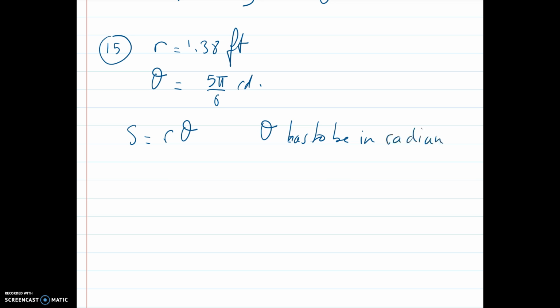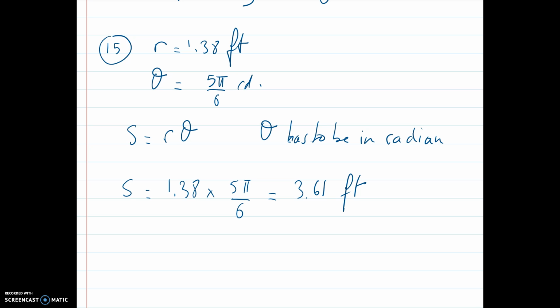Which is the case. Question, do I have the right unit for the radius? Well, the only condition we have to be careful about is that theta has to be in radian. Therefore, when I calculate S, which is going to be 138 multiplied by 5 pi divided by 6, I will end up with a value of S for problem number 15 equal to 3.61, and the unit will be in foot. Okay?